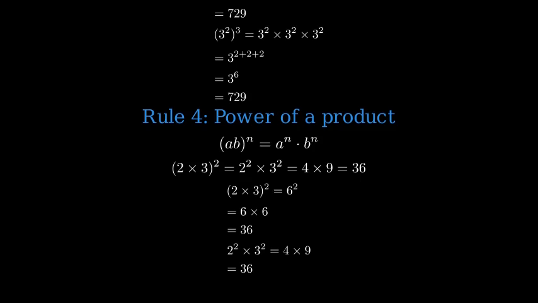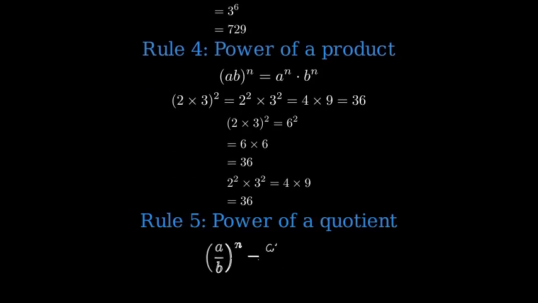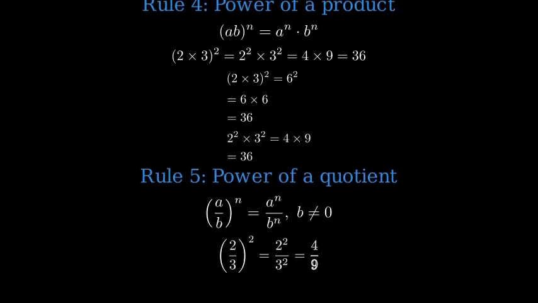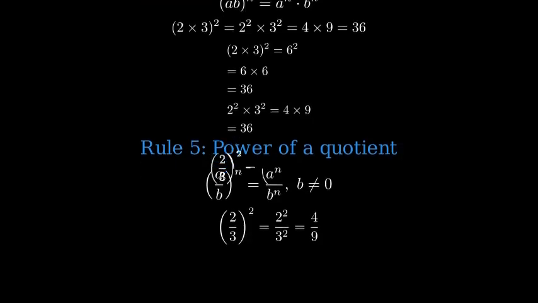The fifth rule is similar to the fourth, but applies to division. When raising a quotient to a power, we can raise both the numerator and denominator to that power. For example, the fraction 2 over 3 raised to the second power equals 2 squared over 3 squared, which is 4 over 9.